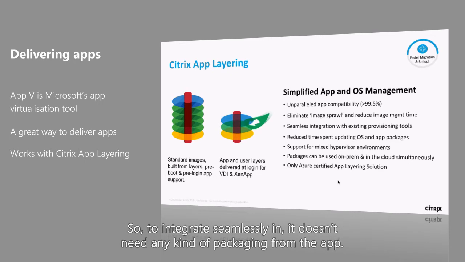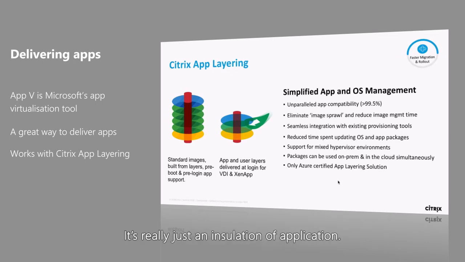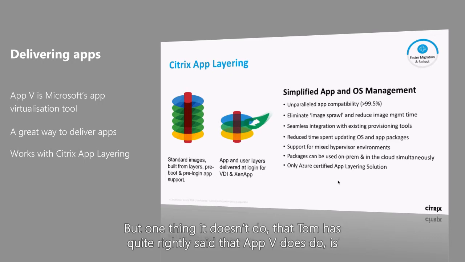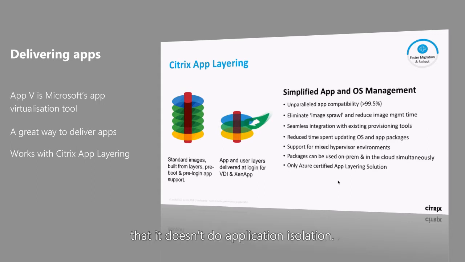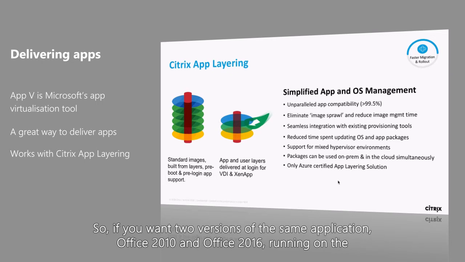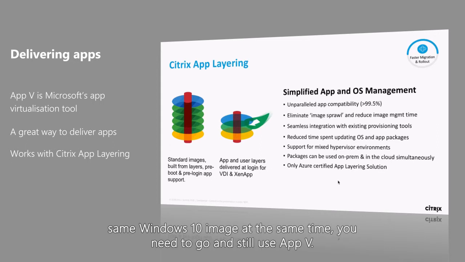It integrates seamlessly. It doesn't need any kind of packaging of the app; it's really just an installation of the application. It has benefits of ease of use. But one thing it doesn't do, that App-V does do, is application isolation. If you want two versions of the same application, Office 2010 and Office 2016, running on the same Windows 10 image at the same time, you'd still need to use App-V.